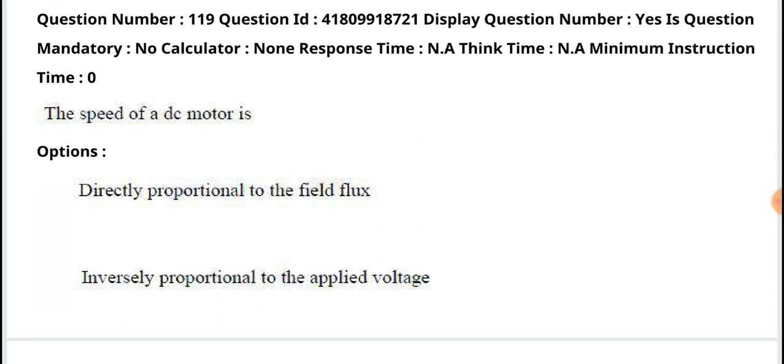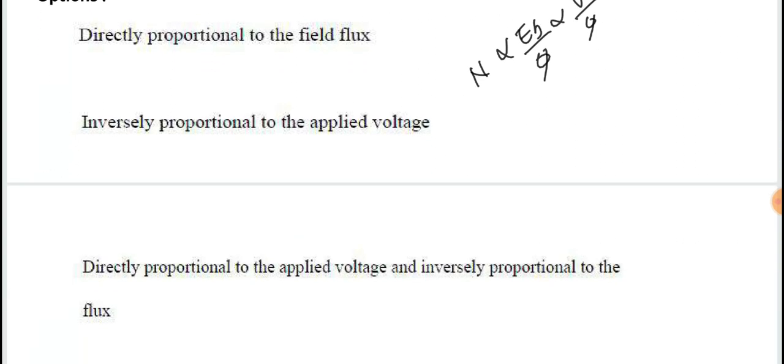Next one: the speed of a DC motor is, the basic formula is N is proportional to EB by phi. So it is directly proportional to the applied voltage and inversely proportional to the flux. So the answer is directly proportional to the applied voltage and inversely proportional to the flux.